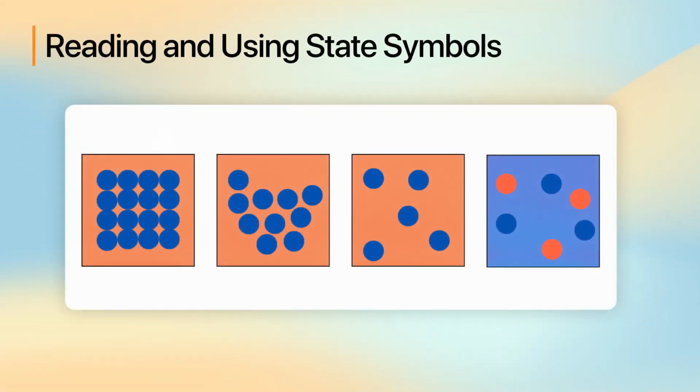In a chemical equation, it is useful to make the state of reactants and products clear. This is done using state symbols. These symbols tell us if a substance is in the solid, liquid, gas, or aqueous state. The state symbols are S for solid, L for liquid, G for gas, and AQ for aqueous, which means dissolved in water. Let's look at each of these state symbols more closely.